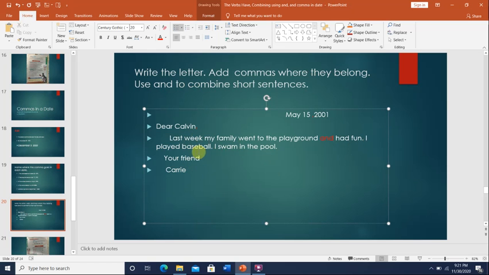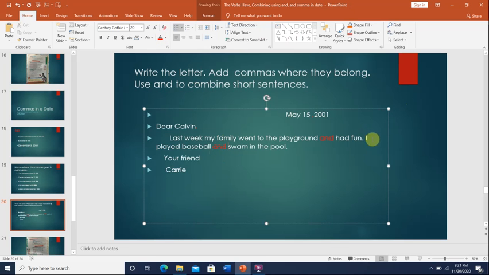I played baseball. I swam in the pool. Can we combine these two sentences? Yes, because they both have the same subject. I and I. So what can I do? I will remove the second I and the period, of course, and add an and.